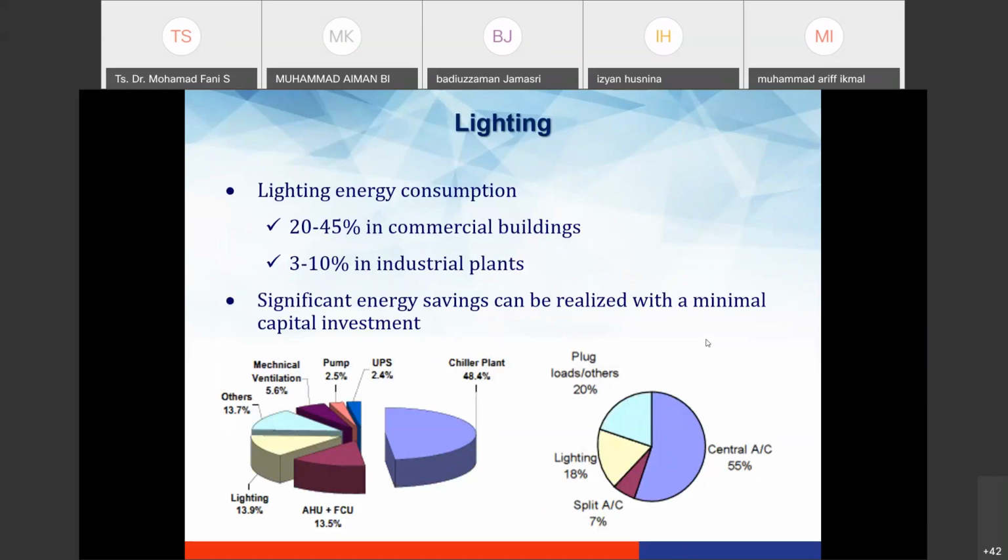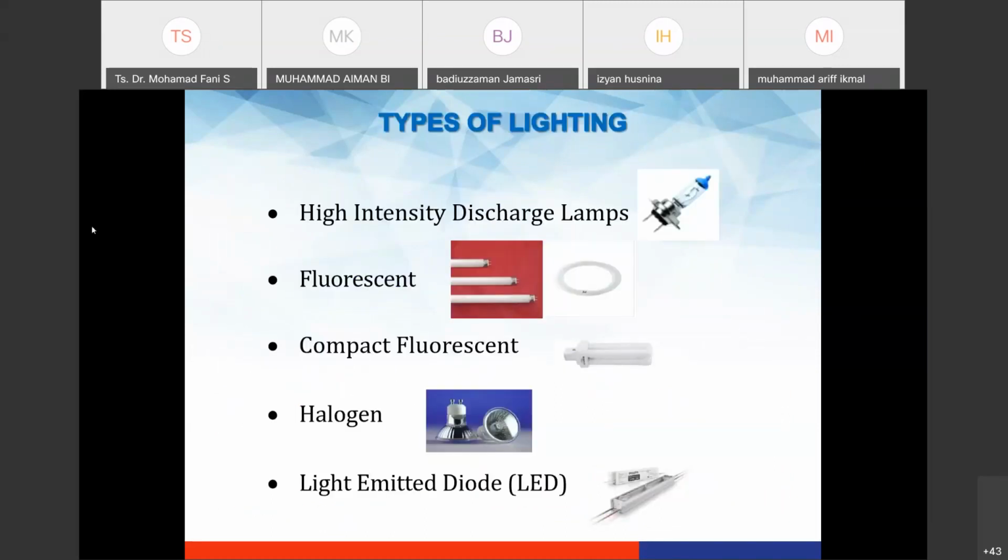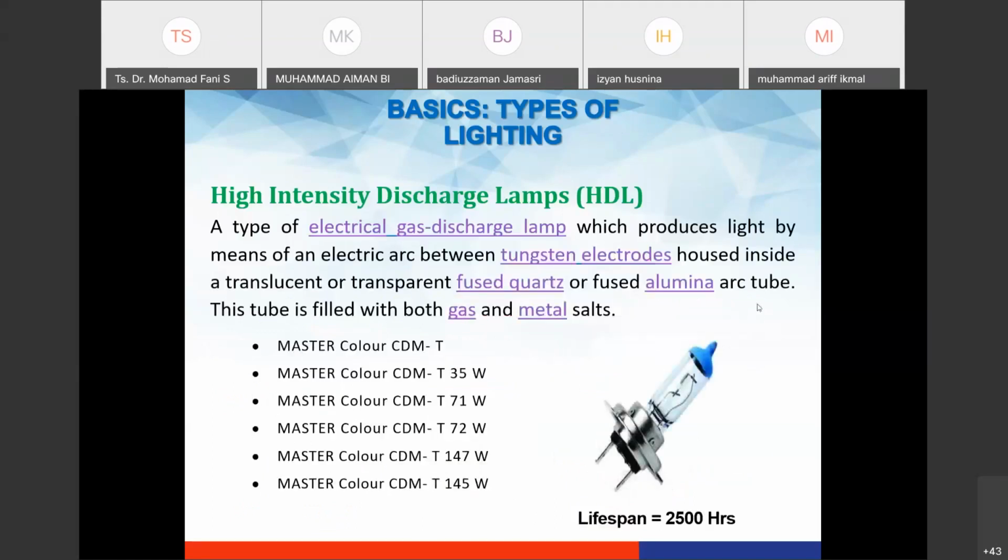That is the lighting energy consumption. After we get the total energy consumption in one building, we can put it in the energy breakdown over here. So type of lamp, type of lighting: fluorescent, FL, halogen, LED, HID, something like this.